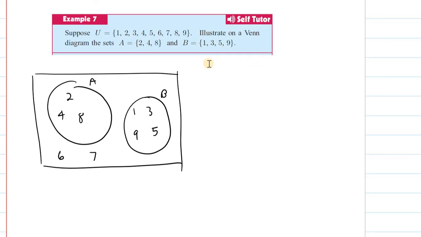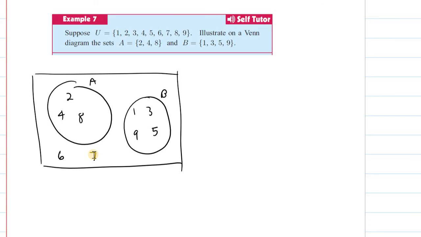The universe contained the numbers 1 through 9 as integers. Set A contains 2, 4, and 8. Set B contains 1, 3, 5, and 9, so they don't overlap. And then 6 and 7 are in the universe, but not in either of those sets. Okay, great.